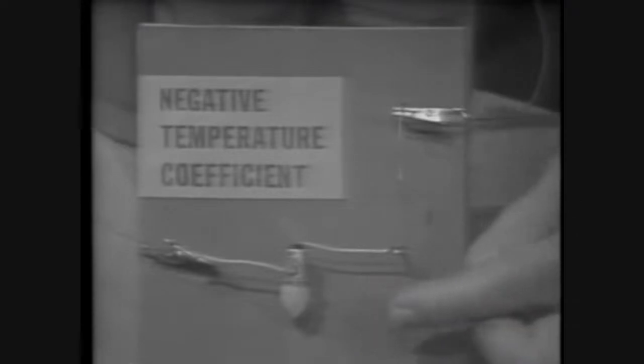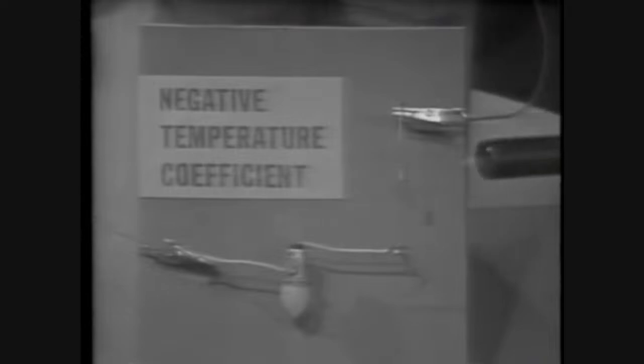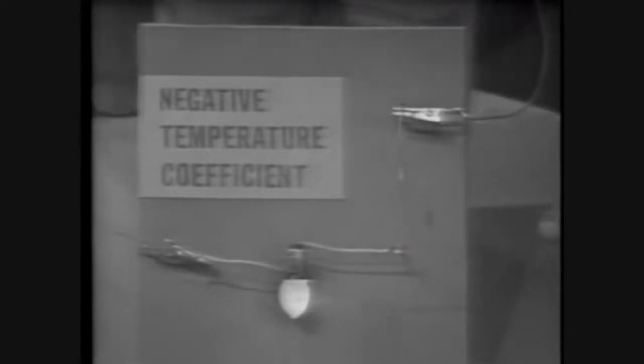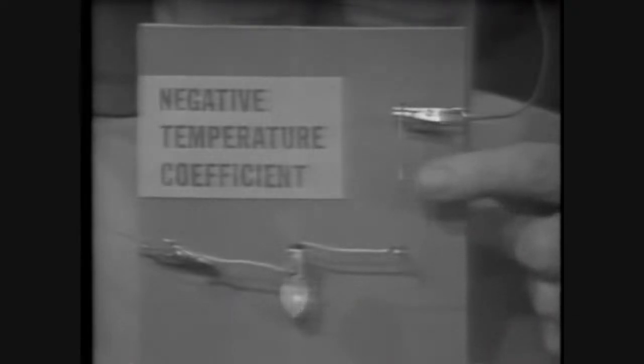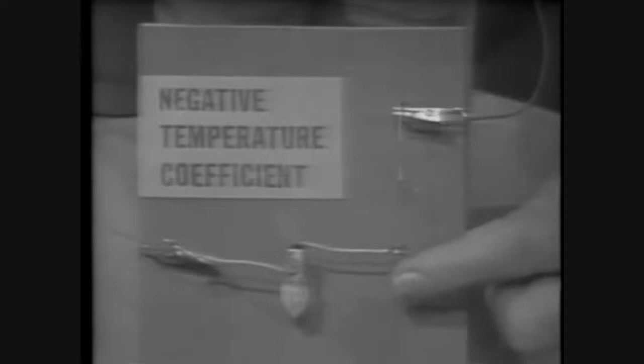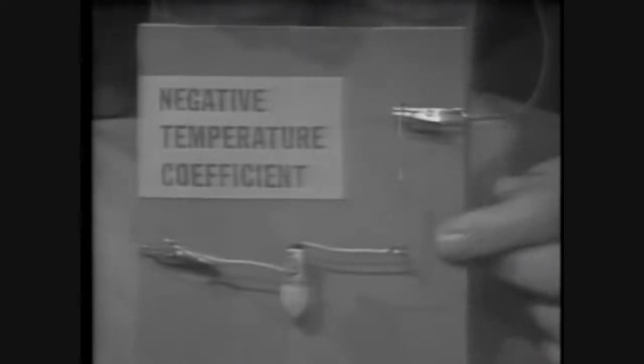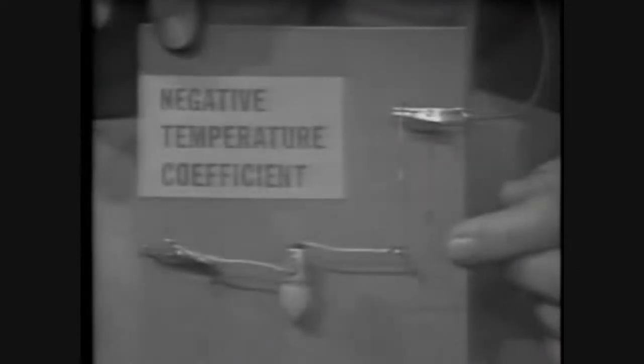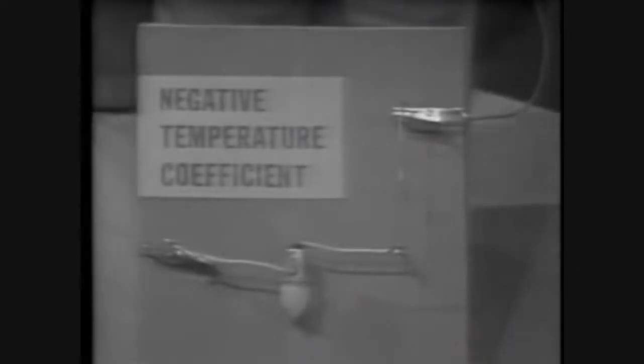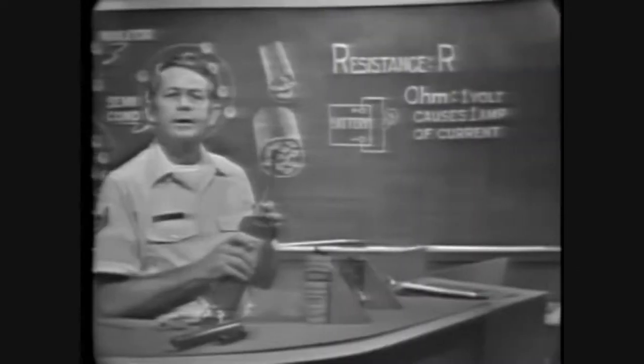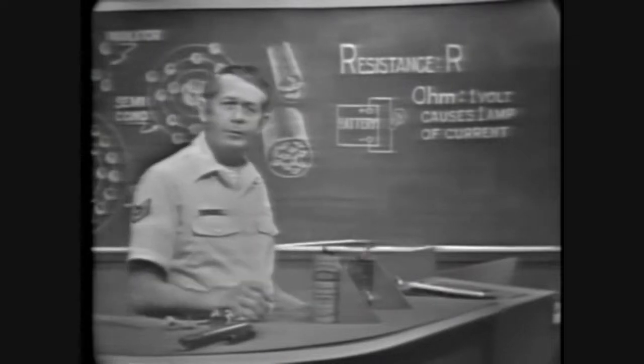Okay, let's try this one more time. Applying heat to the germanium, its resistance goes down, current through the bulb. But as the germanium cools off, its resistance increases and will stop current through the bulb. Now, materials that exhibit this property have a negative temperature coefficient. And I might add here that most materials will exhibit a positive temperature coefficient.